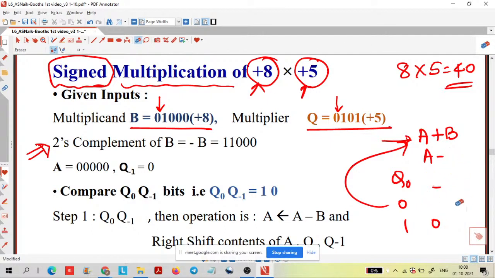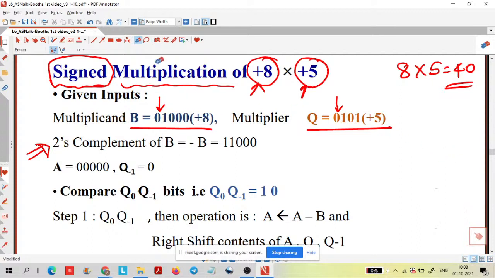So just erase this one. A plus b, a minus b, that's why in the initialization only you have to do the multiplicand. Whatever the multiplicand value is, you just take a 2's complement of that value. So b means plus 8, so minus b means take the 2's complement of the b.